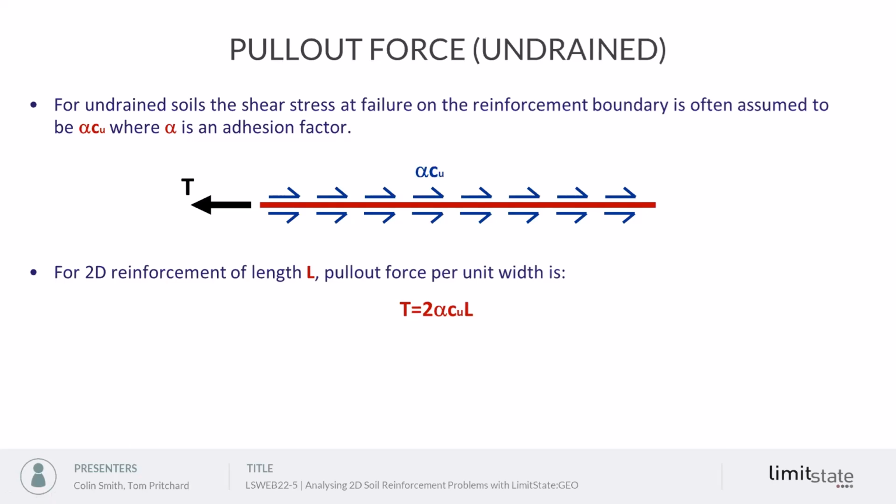Typically, it's going to be a bit less than the shear strength of the soil, so we have an adhesion factor alpha, which might vary between 0.6 and 0.9, and we multiply that by Cu and assume that that is the shear stress at failure. So for the whole overall length L of reinforcement, the pullout force is going to be twice, so the factor 2 there is to account for the top and the bottom of the surface, multiplied by alpha Cu, that's the shear stress on those surfaces, multiplied by the length of the reinforcement. And that's per unit width into the diagram.